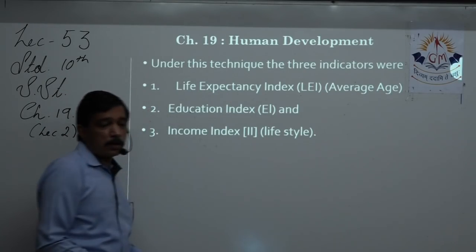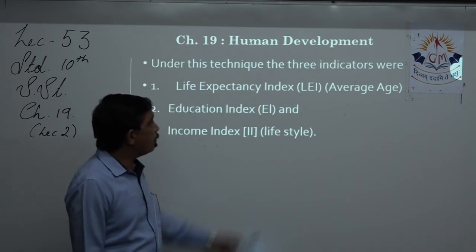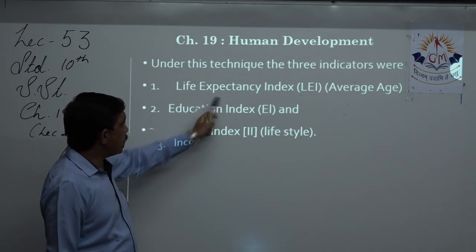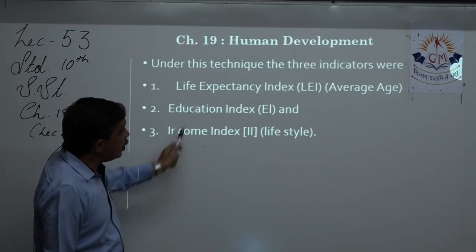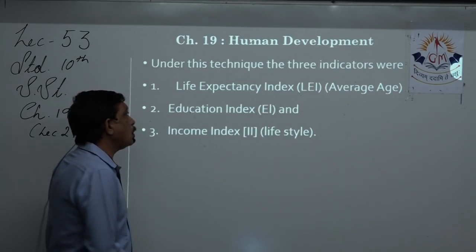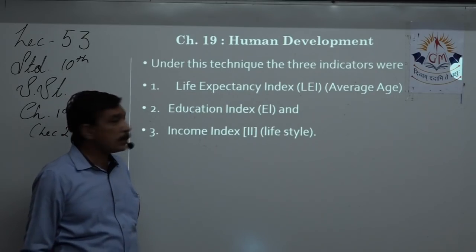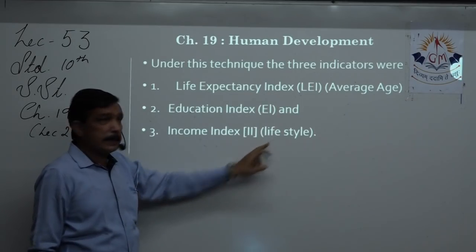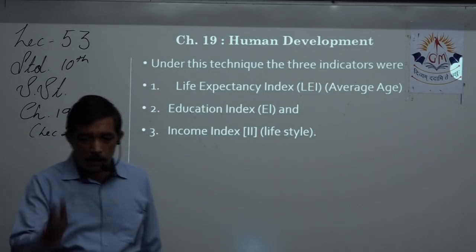In the same way, education is also an index, life expectancy an index. So all of these topics, the indicators: life expectancy, education and income. Now each one of them became an index, and on the whole this became HDI. So under HDI we still have three other indexes, and below the indexes there will be other indicators also. So now let us look at that.